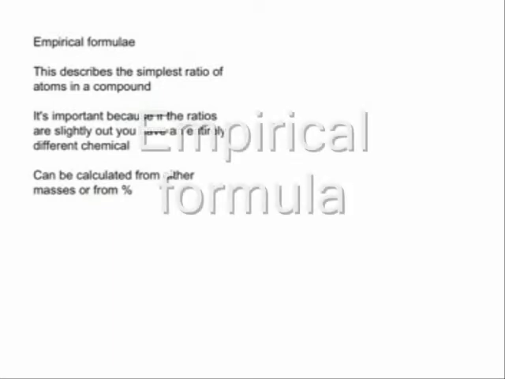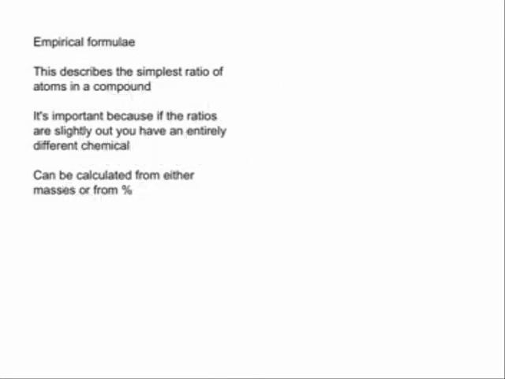So now I'm going to talk about something called the empirical formula. What it is, is the simplest ratio of atoms in a particular compound. So you could turn C6H12O6, glucose, into CH2O, the simplest ratio of atoms in that particular molecule.